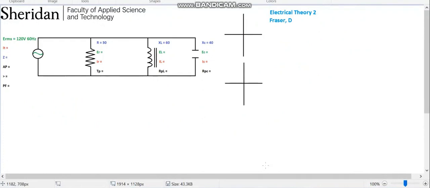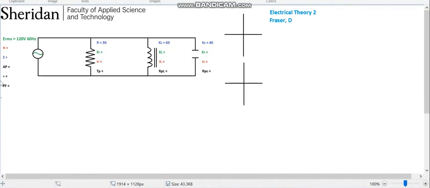So now we get to a situation where we have an RLC parallel, so resistive, inductive, capacitive parallel. And things don't change too much. We just have to follow the rules that we've already prescribed for circumstances like this. So when I look at this, I've got 120 volts.